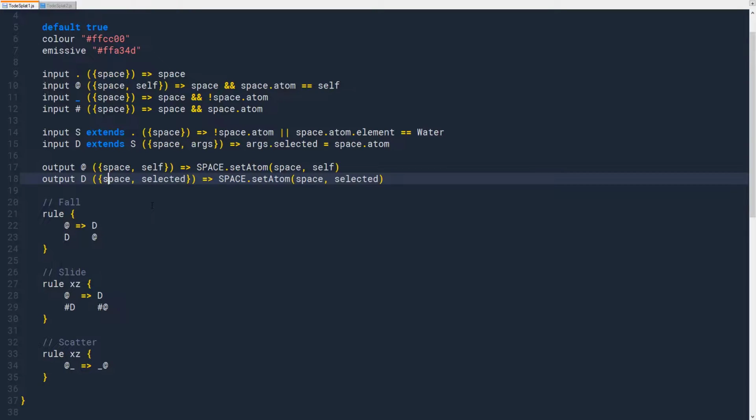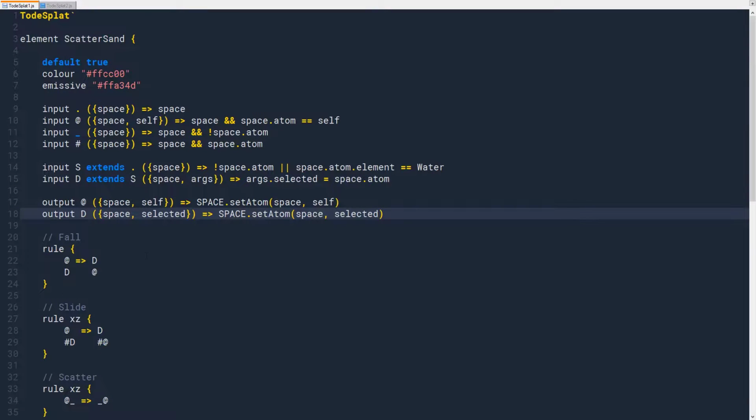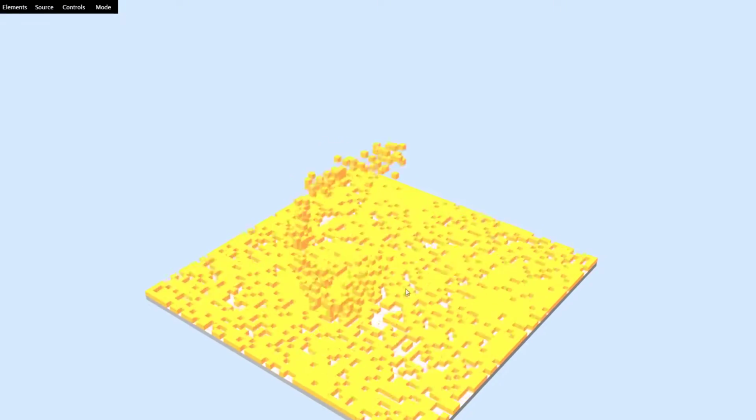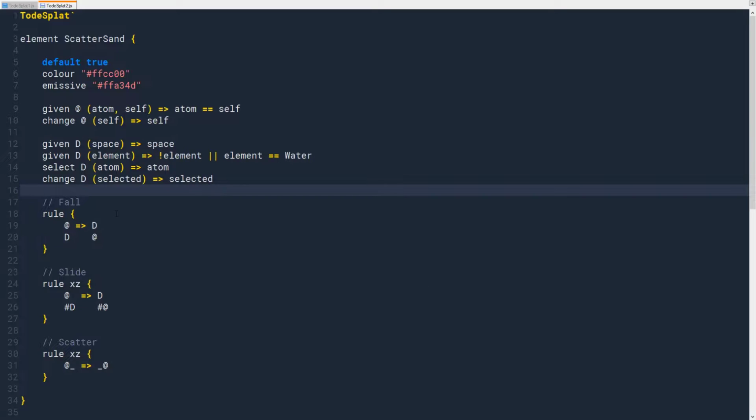But it got to a point where I was repeating myself a lot and the readability was getting pretty bad. So I took more inspiration from the Splat language and I introduced a few keywords. So instead of writing input or output, you write given, or change, or select, or keep. They're the four that I've implemented so far. And it seems to make things a bit more readable. But let me know what you think, of course. So that's where we are now, really. That's our scatter sand and what the code looks like.